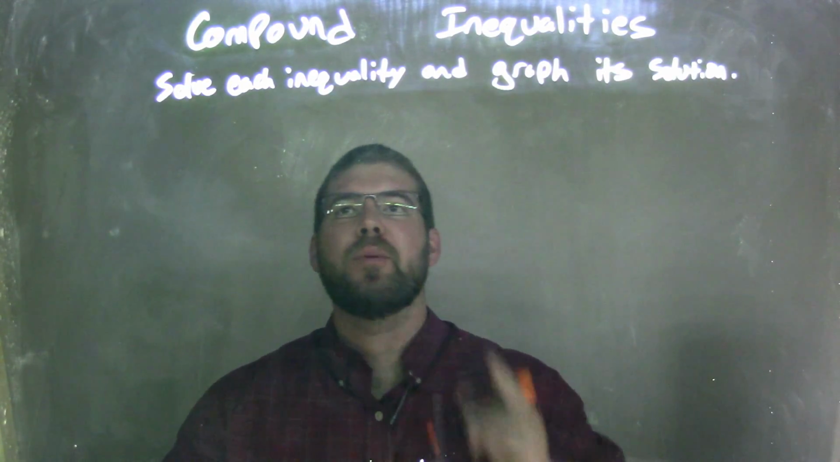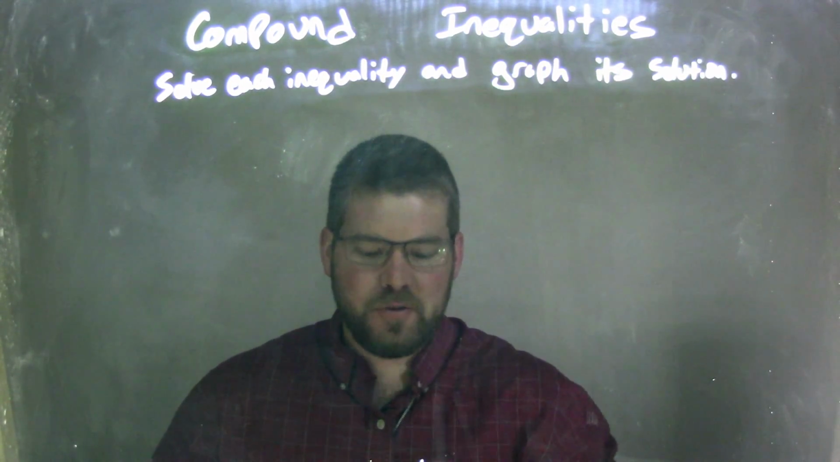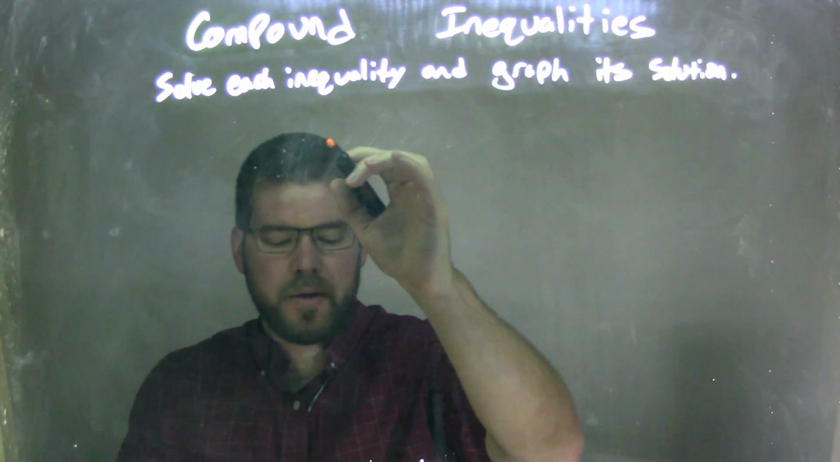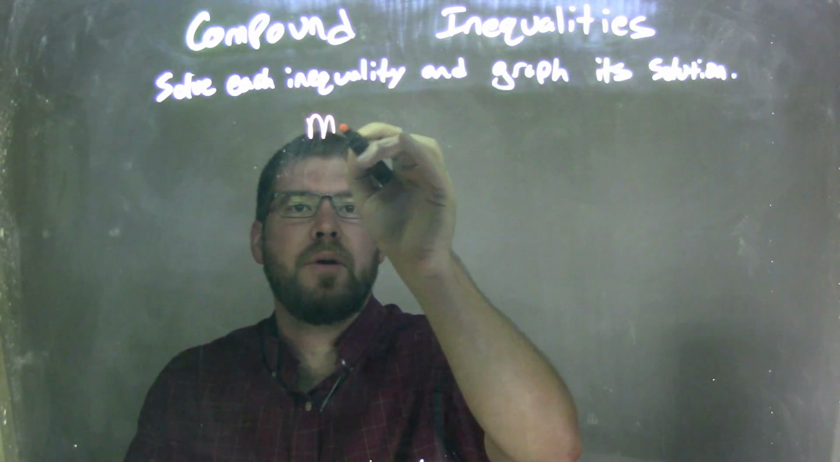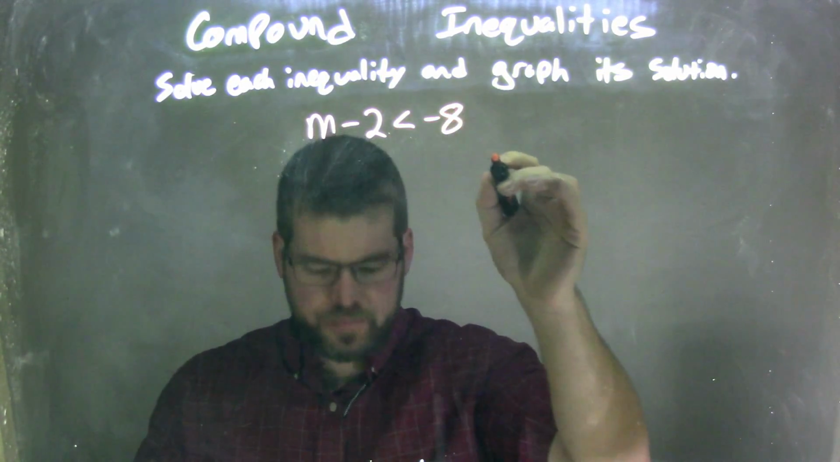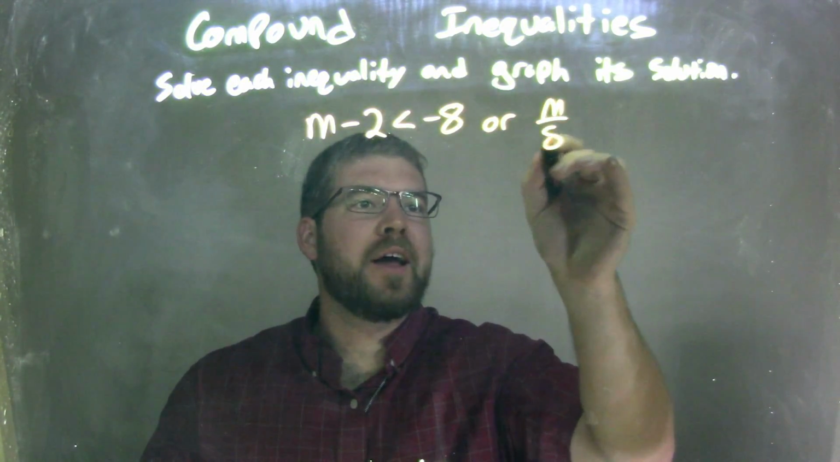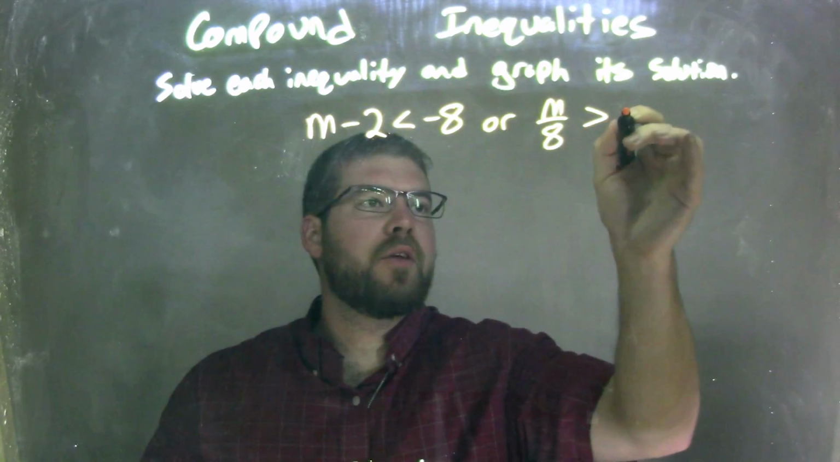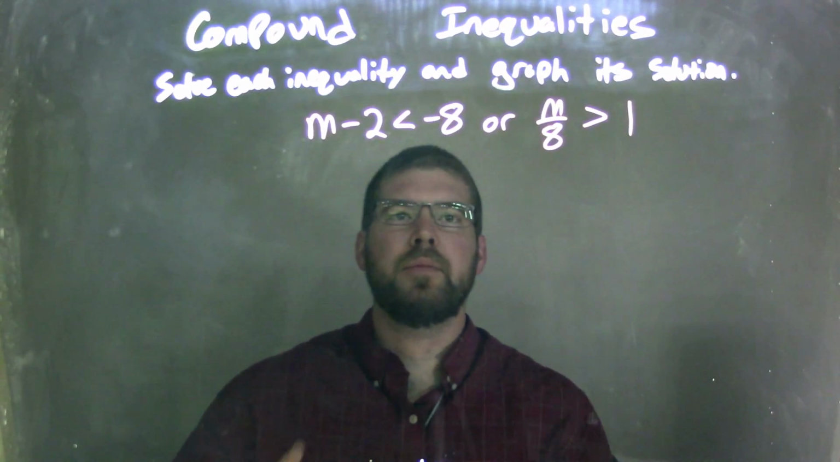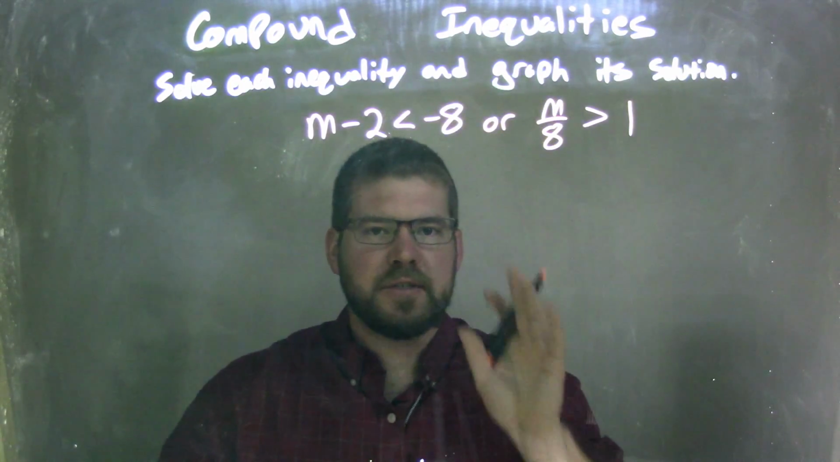And today we're going to learn about compound inequalities, and we're going to solve each inequality and graph its solution. So if I was given this inequality, m minus 2 is less than negative 8, or m over 8 is greater than 1. Okay? So when I see that "or," I have two separate inequalities I need to solve individually. So let's go do that.